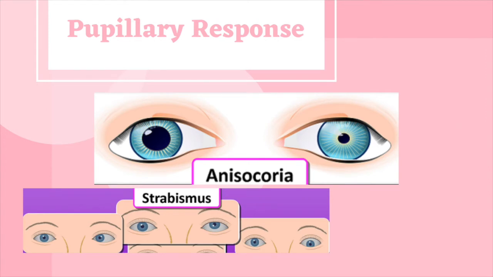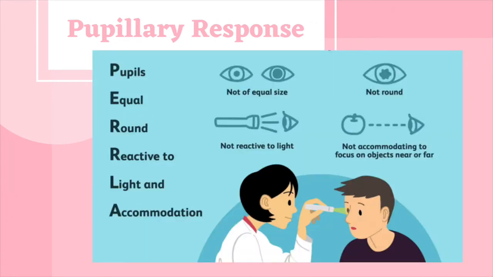So this is the anisocoria and the strabismus. Anisocoria, like what I said earlier, refers to the asymmetric sizes of pupils, while strabismus is a condition in which the eyes do not properly align with each other when looking at an object. So the normal response of our eyes is pupils equal, round, reactive to light, and accommodation, while the abnormal response is pupils not of equal size, not reactive to light, not round, and not accommodating to focus on objects near or far.